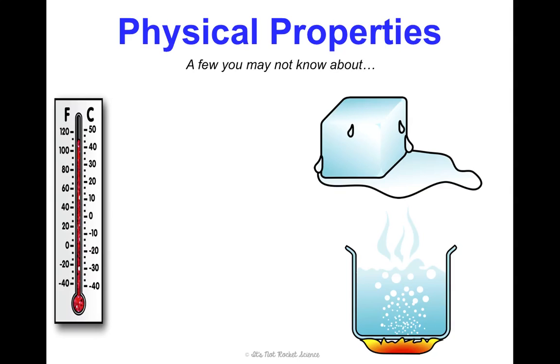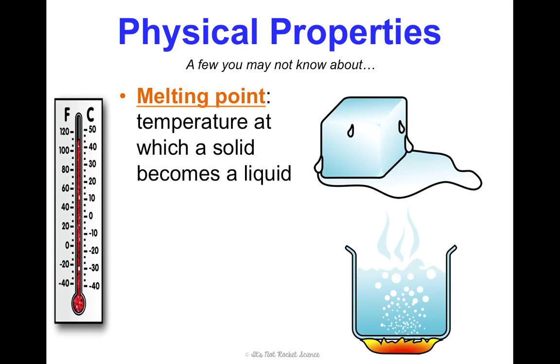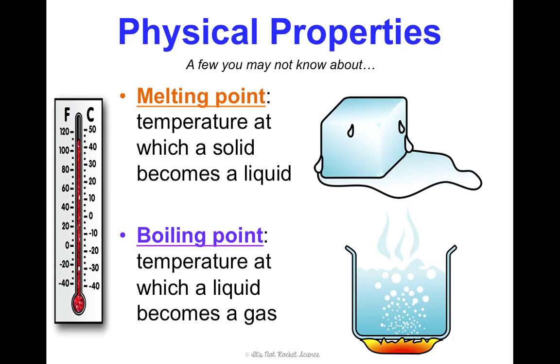There's a couple that I want to highlight that you may not know about that are important to know. One of those being melting point. This is a physical property that matter has. It's the temperature at which a solid will become a liquid. So we can observe the temperature at which ice melts to liquid water, and that would be a way of describing water physically as a substance. Also, boiling point. This would be the temperature at which a liquid becomes a gas.